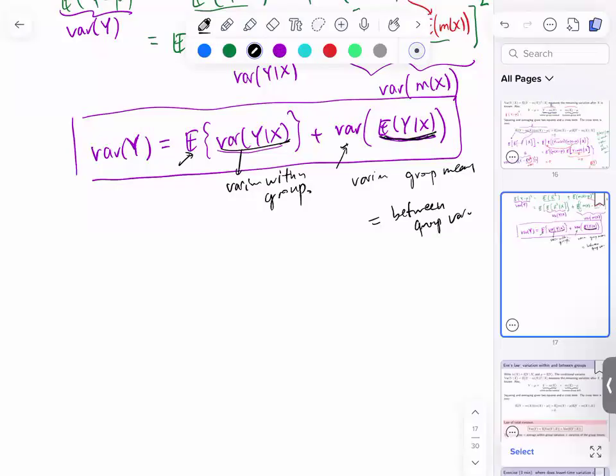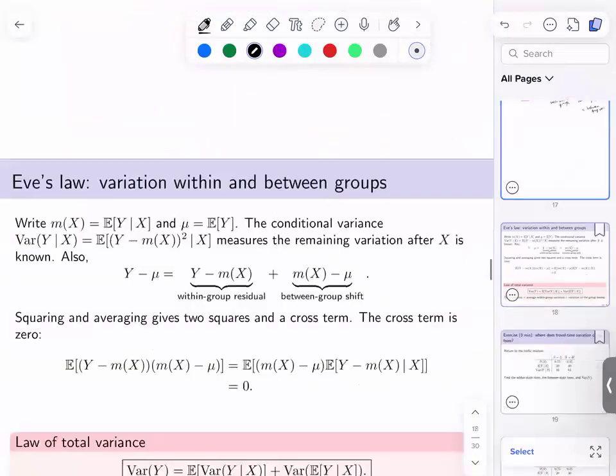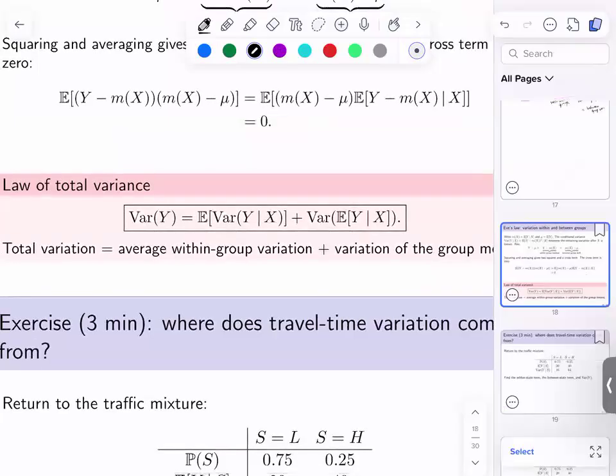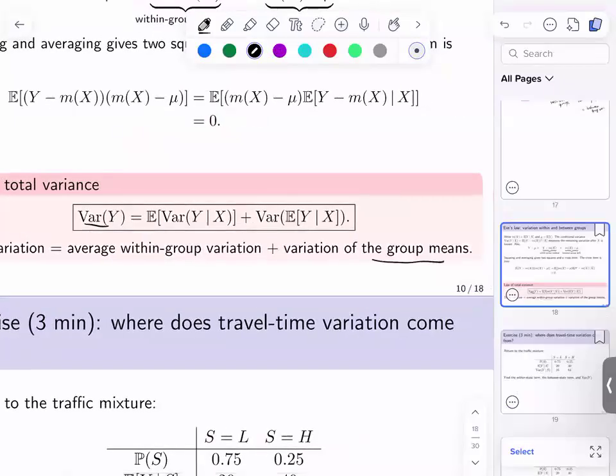Okay, that's the kind of the interpretation. So let's see. What we get is a total variation, which is the average of the within group variation, plus the variation of the group means, or between group variation, if you want. Okay, expectation of the variance of y given x plus the variance of expectation of y given x.